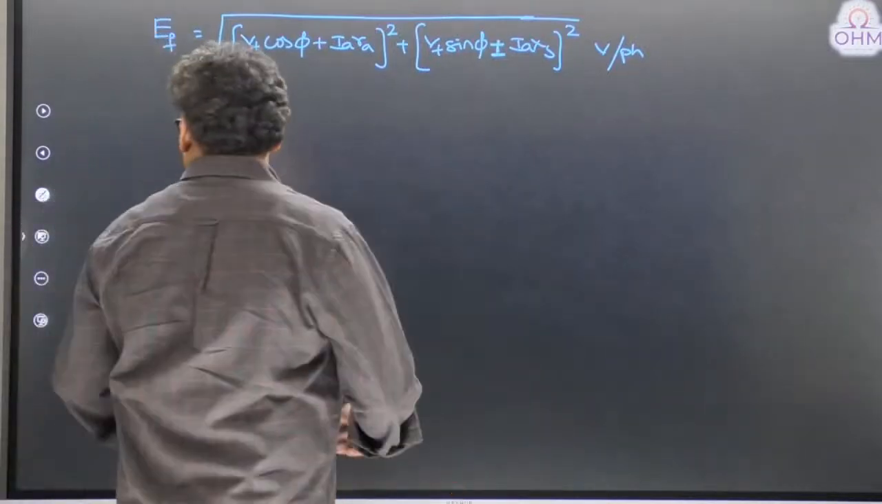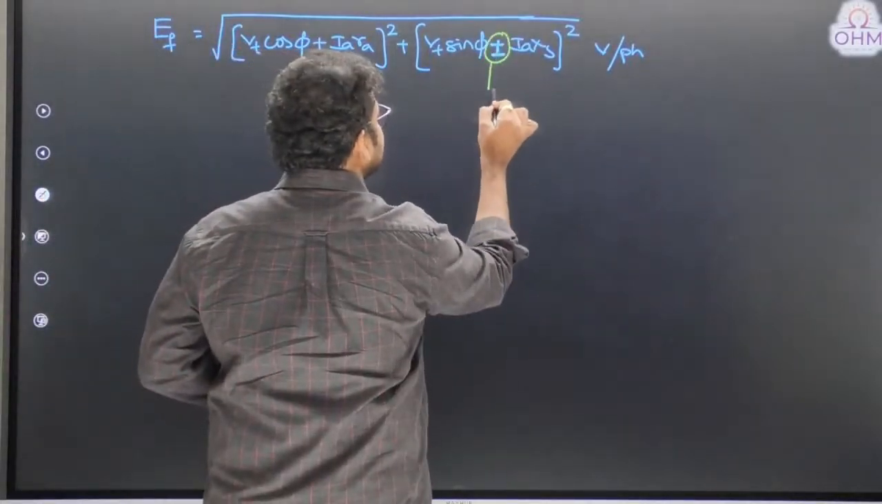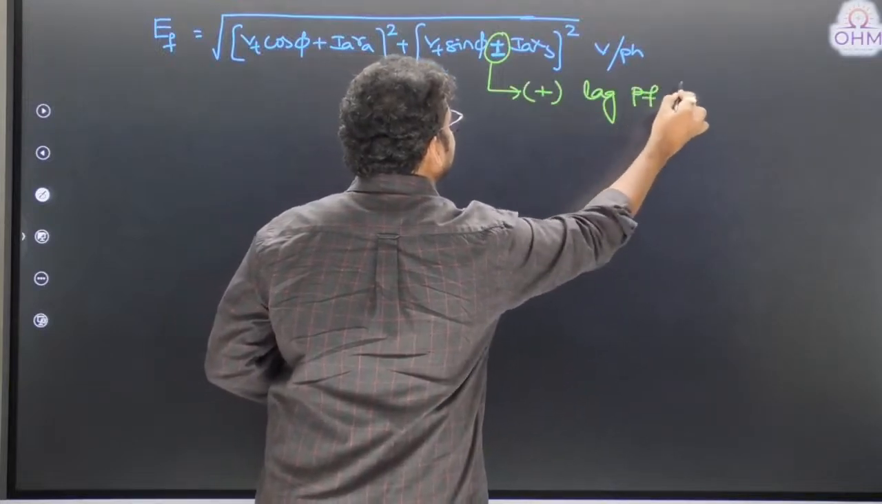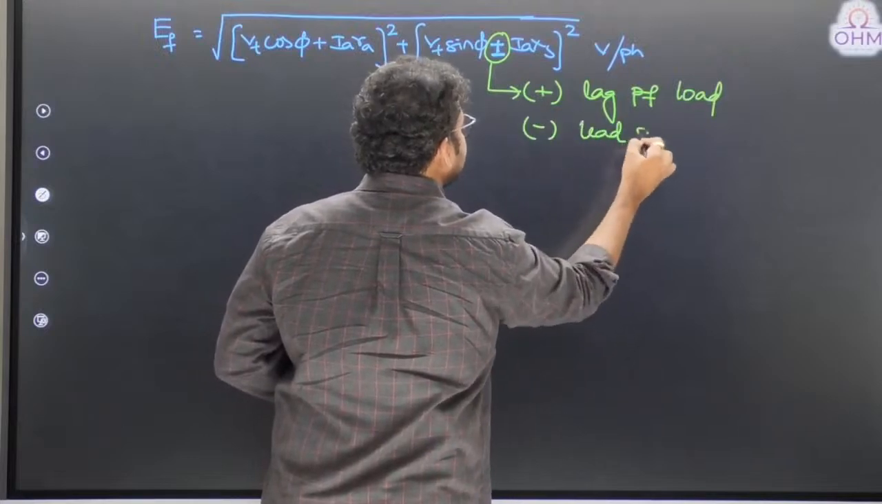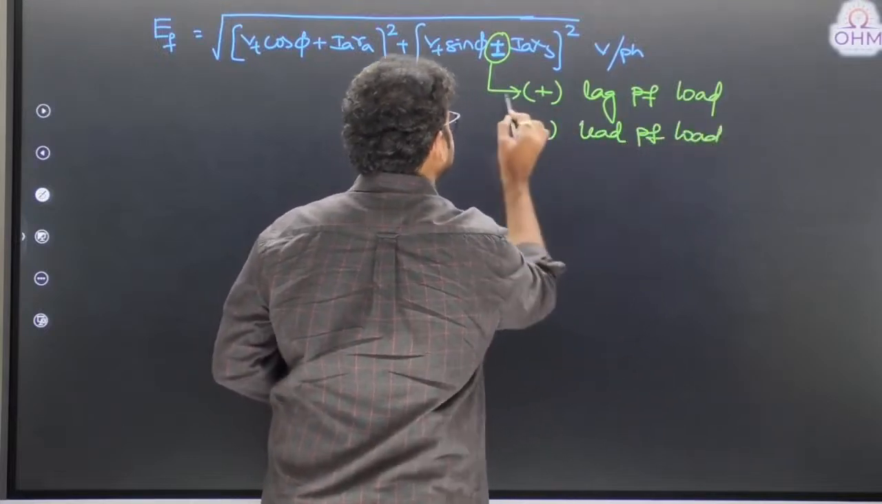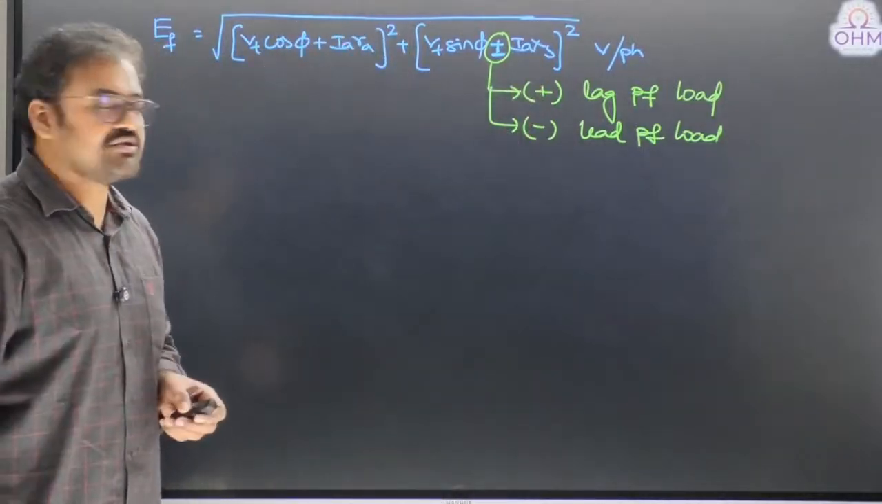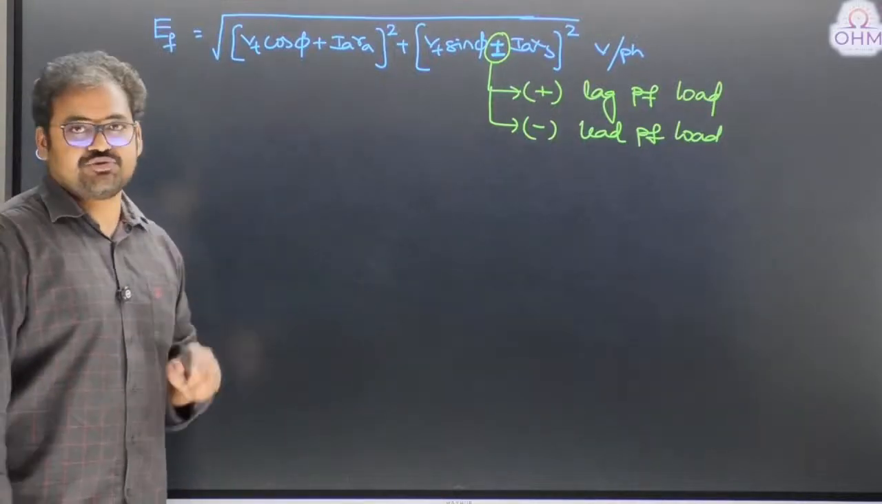So therefore, when should I use the plus sign here? When should I use the minus sign? The positive sign we have to use for lagging power factor load. The negative sign we have to use for leading power factor load. The remaining equation is as it is. Understand? So this is the formula to calculate induced EMF magnitude.